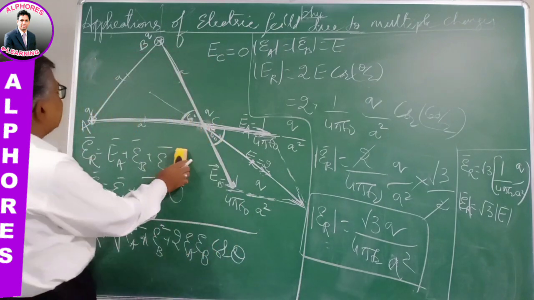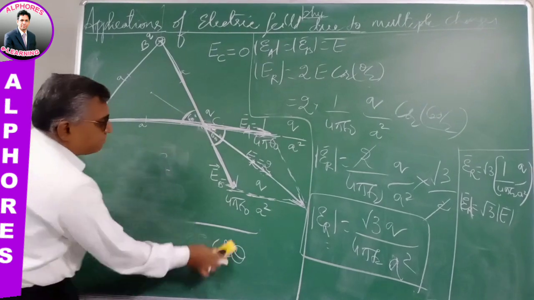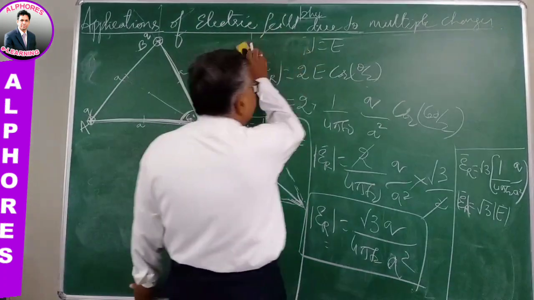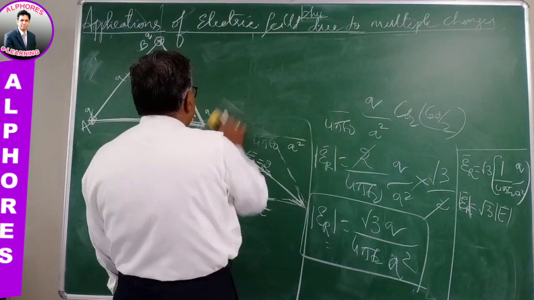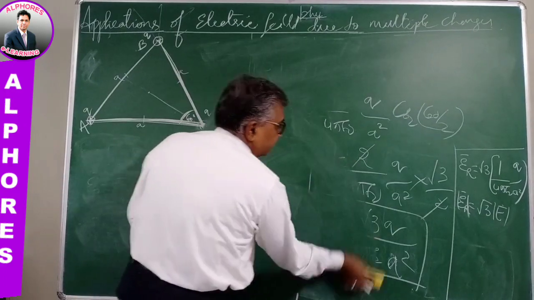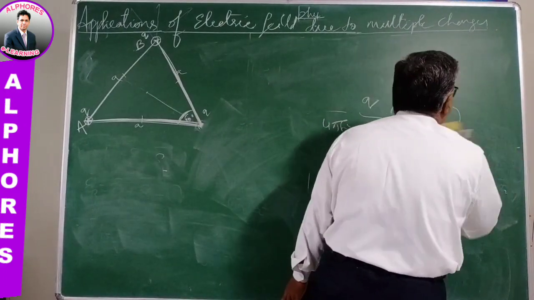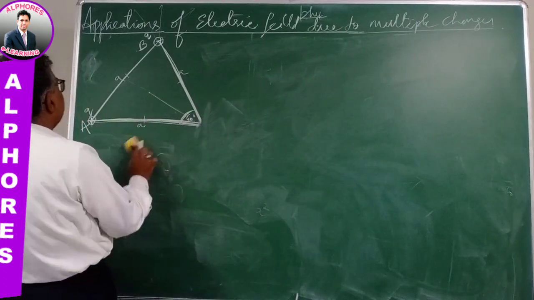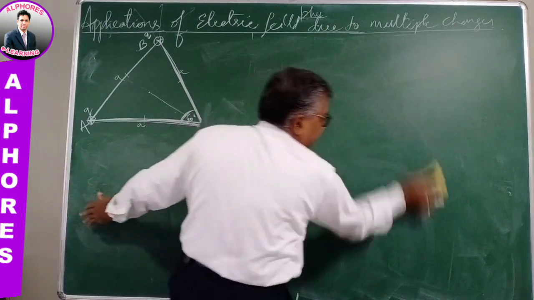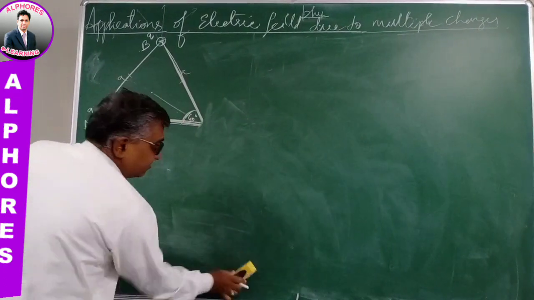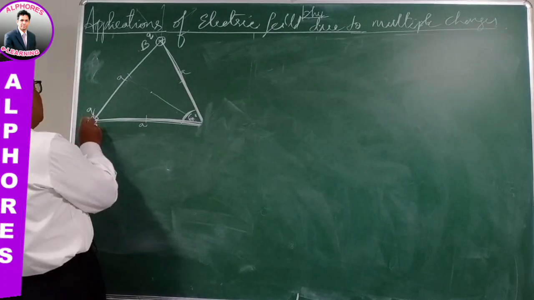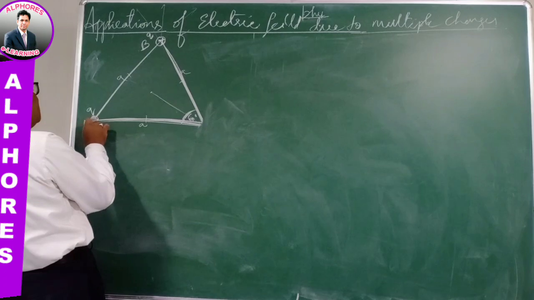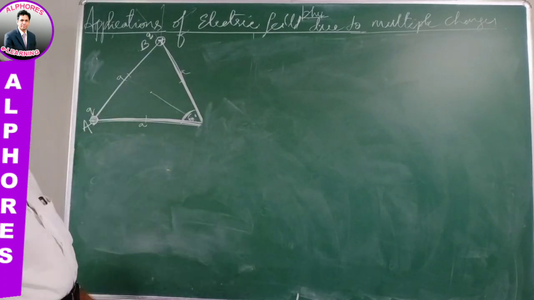Now let's do it. If one of the charges is an unlike charge, if the charge at A is an unlike charge, then what would be the electric field at the point C? So the question is like this.